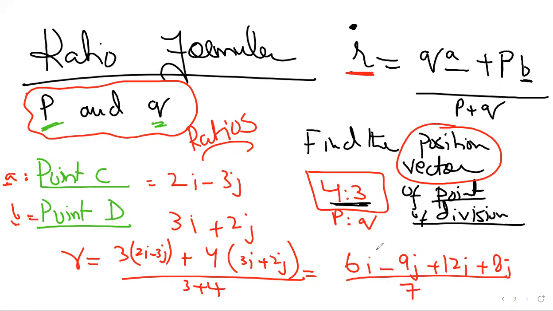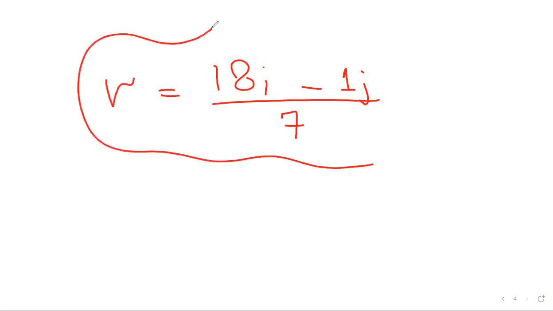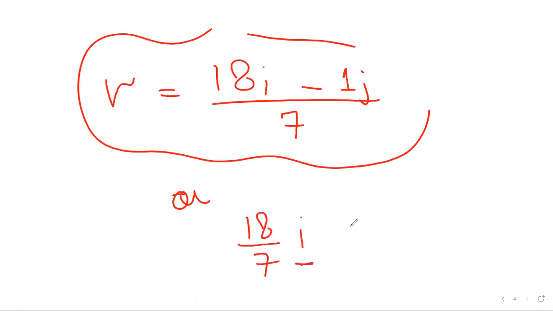The denominator is 3 plus 4, which is 7. Now i deals with i and j deals with j. 12 plus 6 is 18, and -9 plus 8 is -1. So 18i minus 1j, and the denominator will be 7. This is the position vector. You can also write it in split form, like 18 upon 7 i vector minus 1 upon 7 j vector. Both are correct ways to represent the solution.